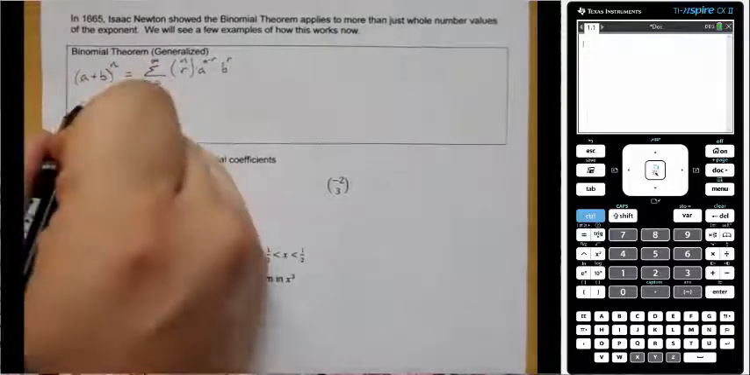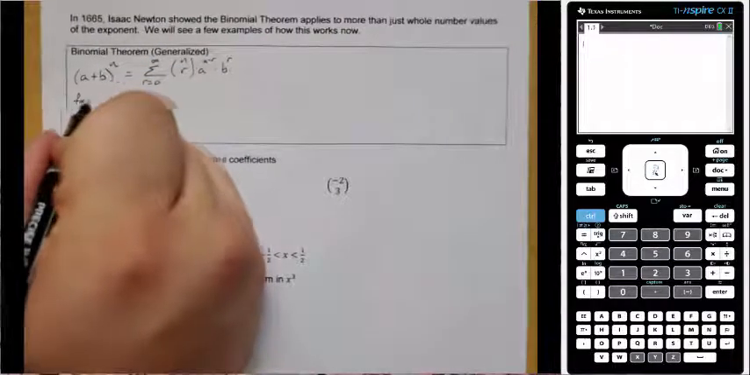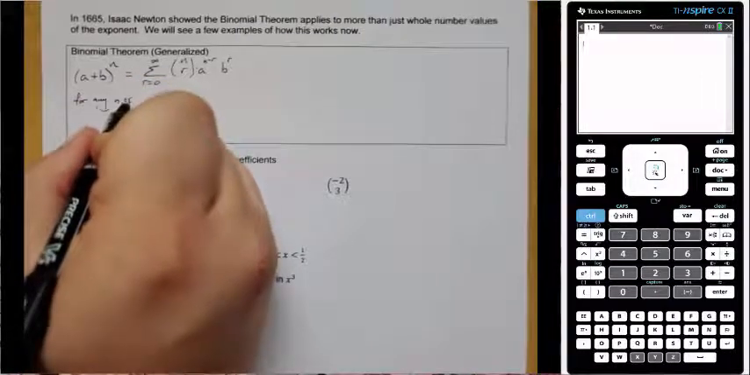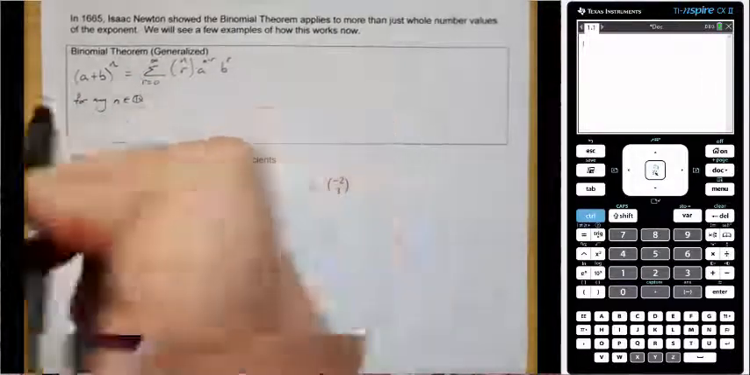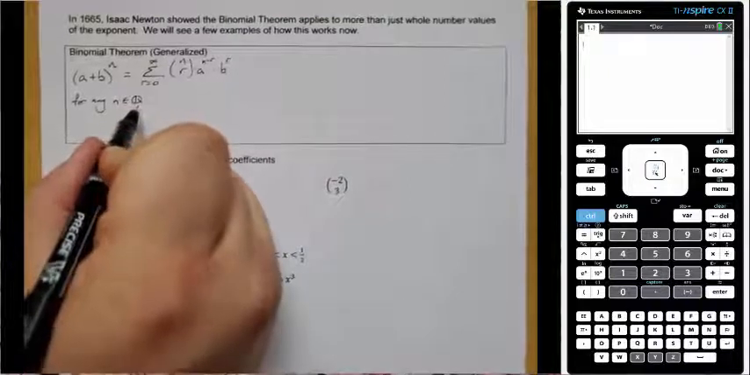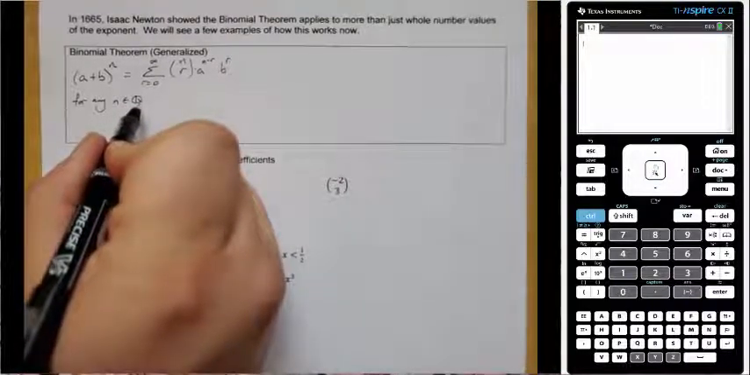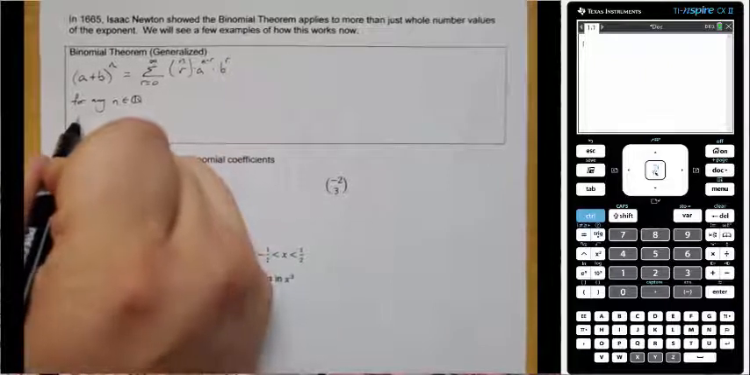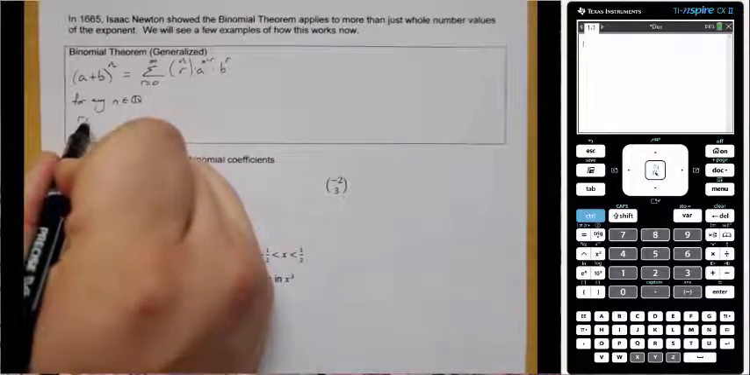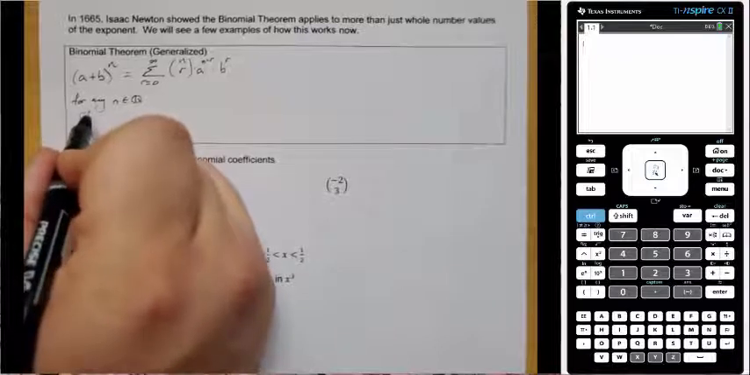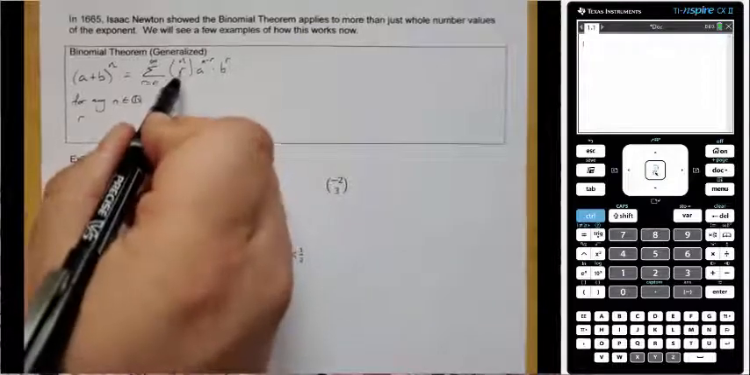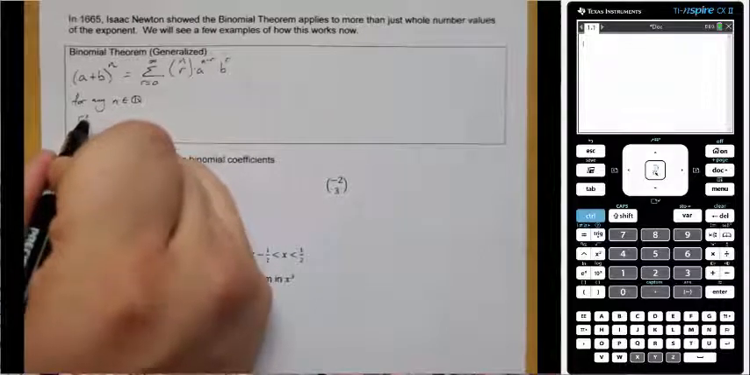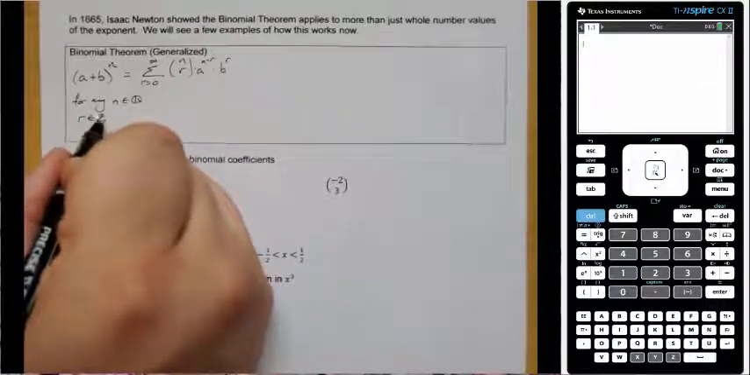And Newton showed this works for any exponent that's a rational number. The symbol for that is boldface Q. Rational numbers being fractions with whole numbers in the numerator and whole numbers in the denominator. And this still applies for any value of r in the choose notation here, such that this is still going to be positive whole numbers, so positive integers.